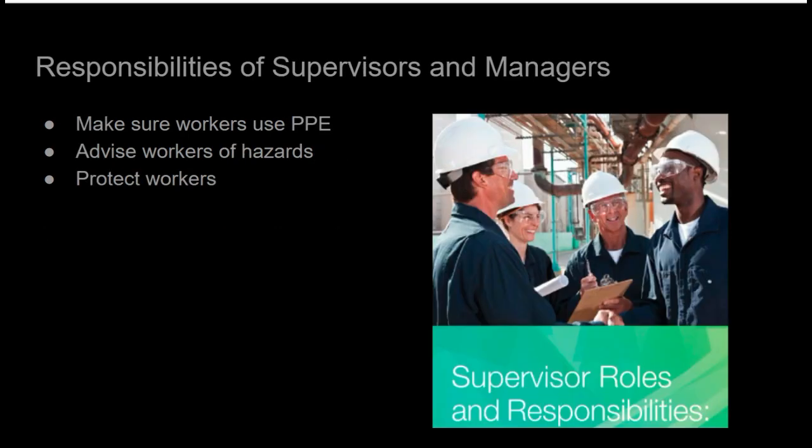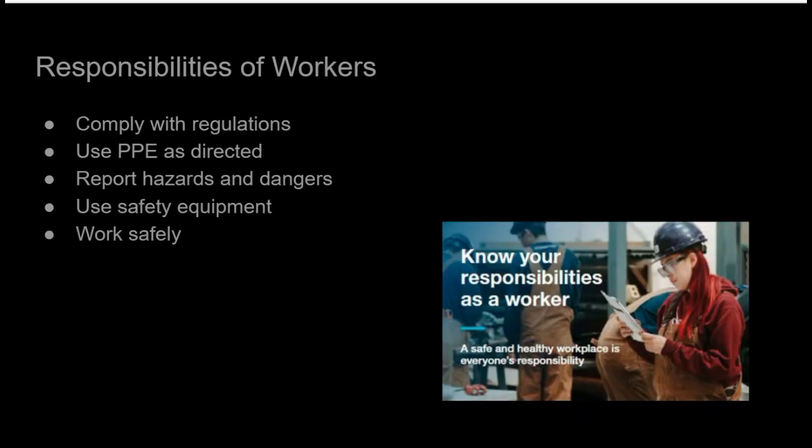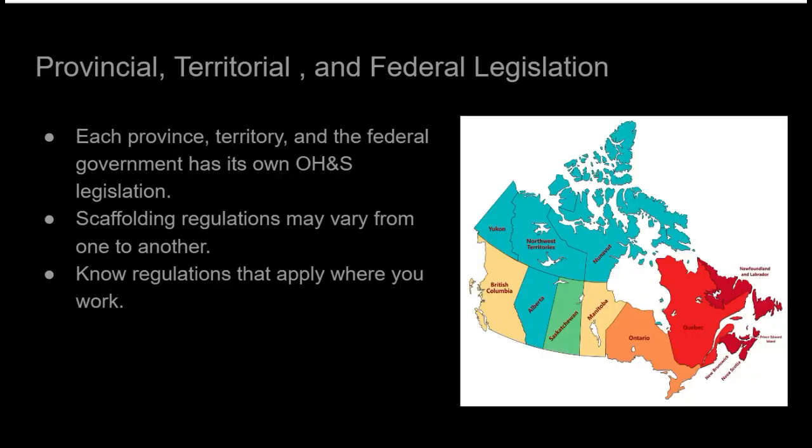Acting on behalf of the employer, a supervisor or manager must make sure workers use required personal protective equipment. He or she must advise workers of actual and potential hazards of their work and take every reasonable precaution to protect them from harm. Workers must comply with occupational health and safety regulations. They must use personal protective equipment as directed, report hazards, and use required safety equipment. Workers are responsible for using safe work practices and working safely.